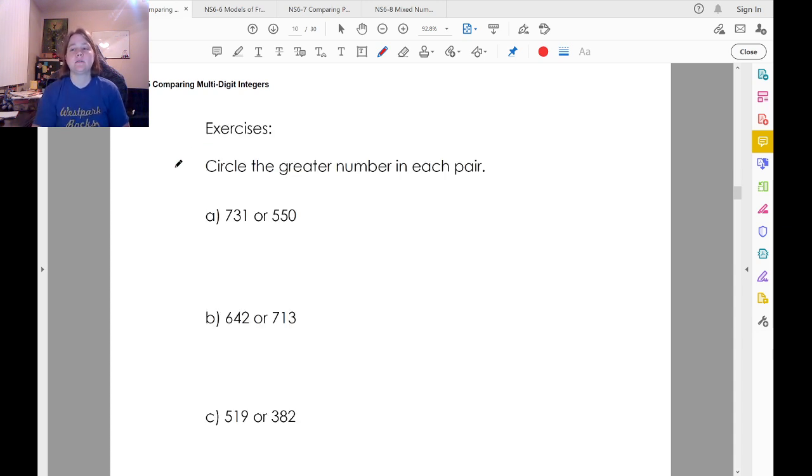Go ahead and circle each greater number in the pair. Think about which one you would rather have. And if it helps, go ahead and write the numbers one on top of the other. Would you rather have $731 or $550?